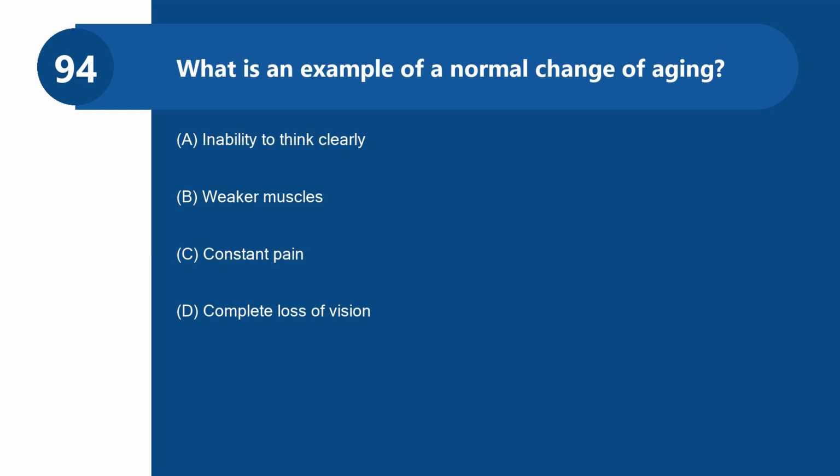Question 94. What is an example of a normal change of aging? Option A, inability to think clearly. Option B, weaker muscles. Option C, constant pain. Option D, complete loss of vision. The correct answer is Option B, weaker muscles.